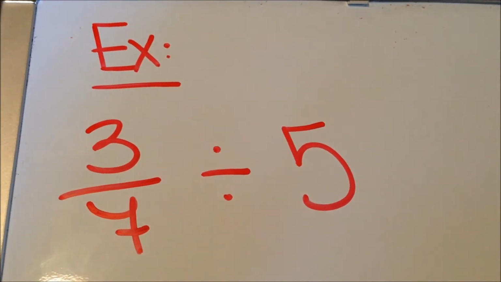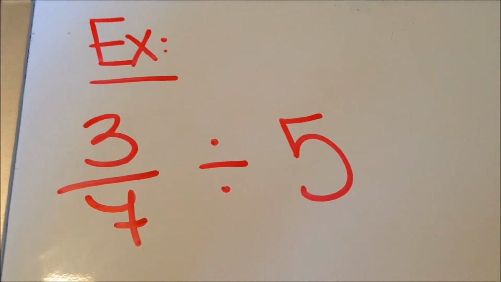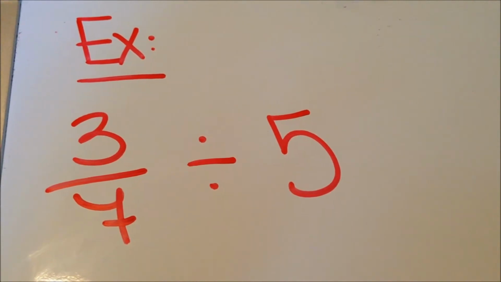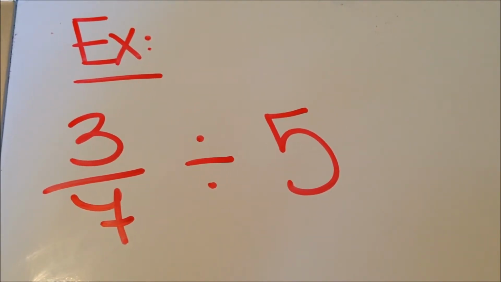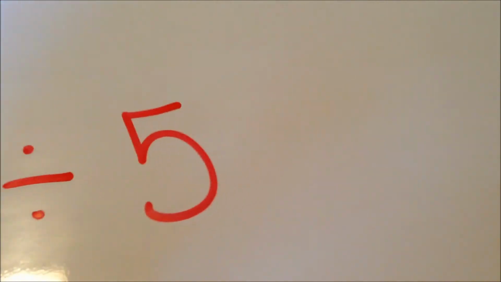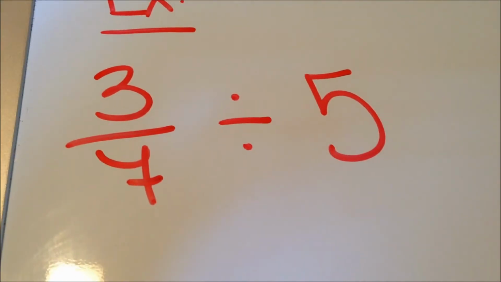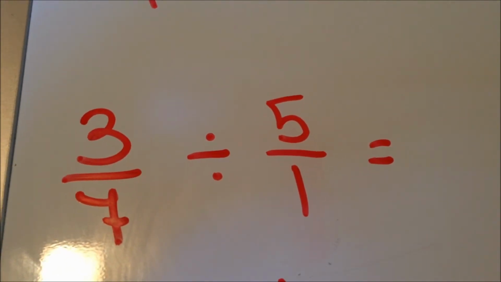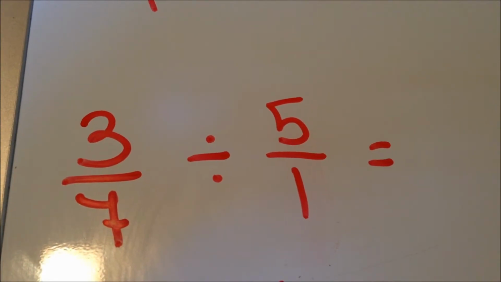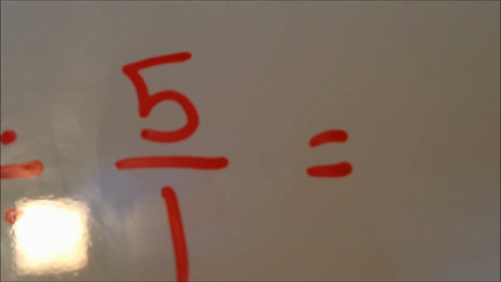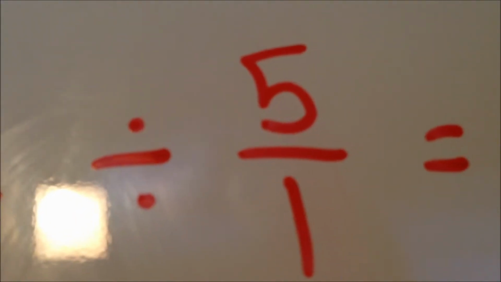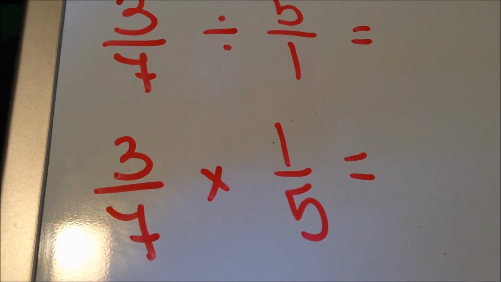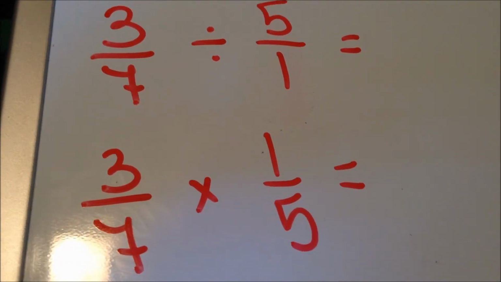What happens if we have a fraction divided by a whole number, or division with fractions and whole numbers mixed together? Think back to what I told you about whole numbers or integers being mixed with fractions. Always turn it into a fraction by placing the whole number over 1. So the very first thing we're going to do is write it as 3/7 divided by 5/1. Then let's change the division problem into a multiplication problem by taking the reciprocal of 5/1 and by changing the division into a multiplication symbol. So at this point we're going to write it as 3/7 times 1/5.